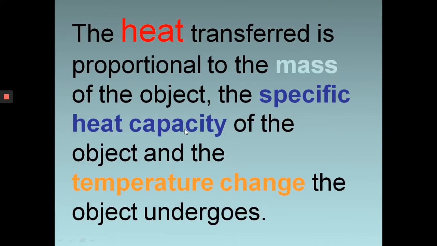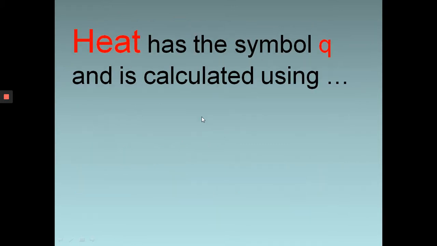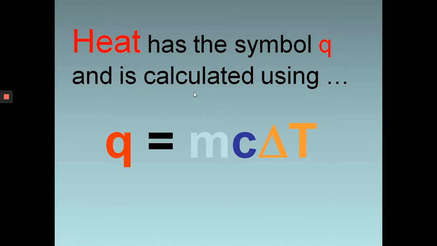The heat transferred is proportional to the mass of the object, the specific heat capacity, and also the temperature change. So the heat energy can be calculated by these three variables, okay? And we can mathematically put them together. Heat has a symbol q, and remember it's a lowercase q, and it's calculated using this formula: q is equal to mc delta T. In short, I usually call this one MCAT. I know the delta doesn't sound like A, but it kind of looks like A, so I just call it MCAT.